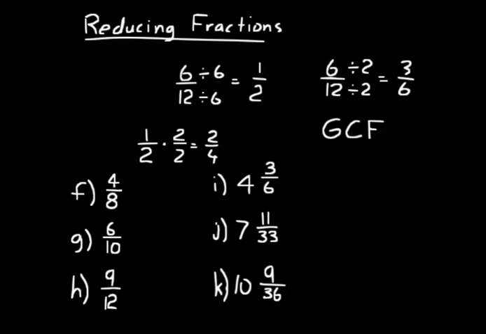Let's look at practice problem F. We could divide above and below by 2 because we know that that's a common factor, since both of those numbers are divisible by 2. But that's not the greatest common factor. 4 would be the greatest common factor. So if we divide above and below by 4, we would have 4 divided by 4 equals 1. 8 divided by 4 is equal to 2. 1/2 is our answer there.